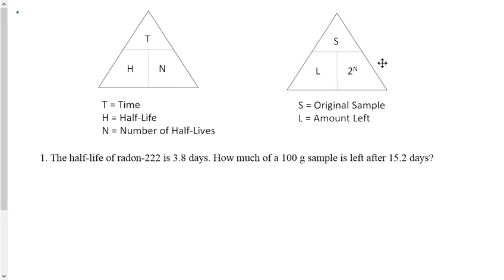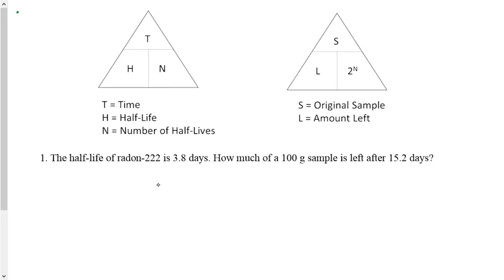The triangle on the right is dealing with the sample size. S is the original sample before the time begins. L is the amount left over after the time has occurred. And 2 to the nth is how the value gets calculated. N is the same N that's calculated over here. Let's get started with an example.